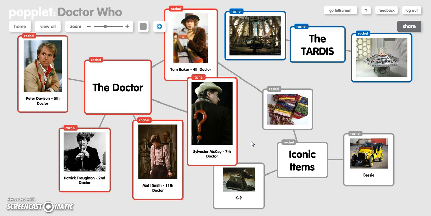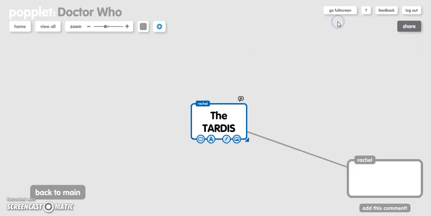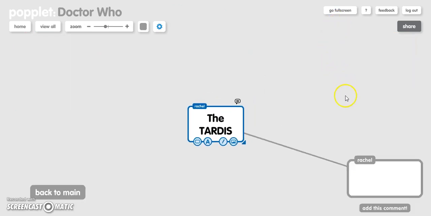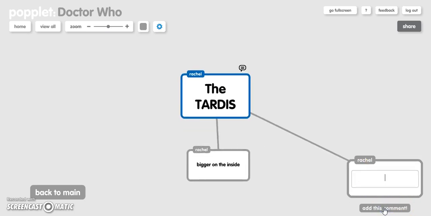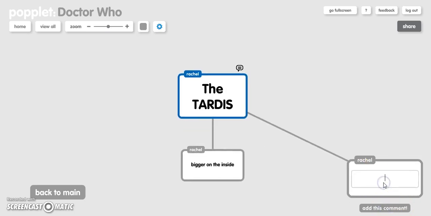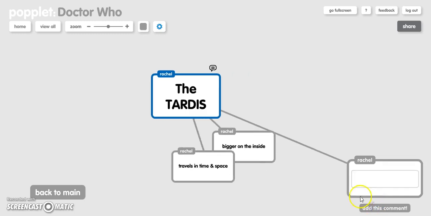Now another cool thing that you can do on Popplet is that you can add comments. So if there's something that you want to write, but you don't necessarily want it to display on the main screen, click this little speech bubble here, and it'll bring up another screen for comments. So we can add a comment here. And then just click Add This Comment, and it'll show up underneath. We can add another comment. And they'll all show up underneath.